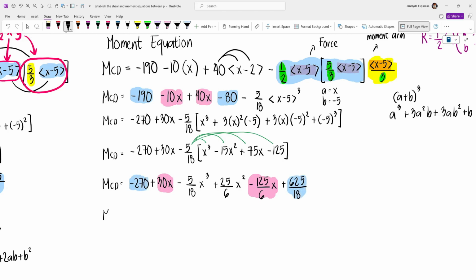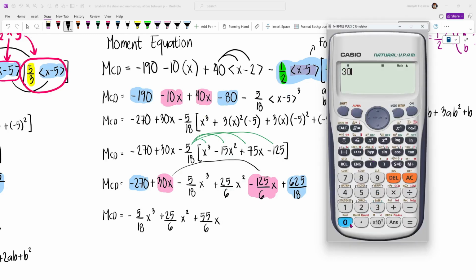So we have MCD equal to, let's just order these by degree. We have minus 5 over 18 X cubed, and then plus 25 over 6 multiplied by X squared, plus 55 over 6 multiplied by X. If we join the two, 30 minus 125 over 6. And then finally we have minus 270 plus 625 over 18.